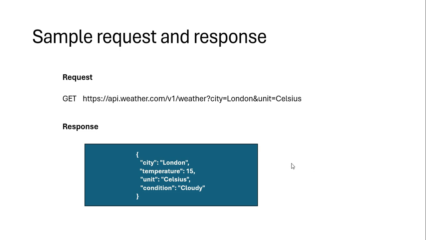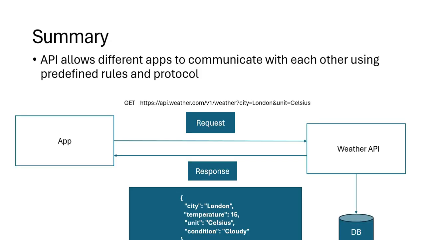to display that information. So in summary, an API allows different applications to communicate with each other using predefined rules and protocol. This is how the entire request goes through. You make a GET request to the weather API, it processes the information, and it sends back the response. So what we have learned here is that an API is used for two applications to communicate with each other using predefined rules and protocol.